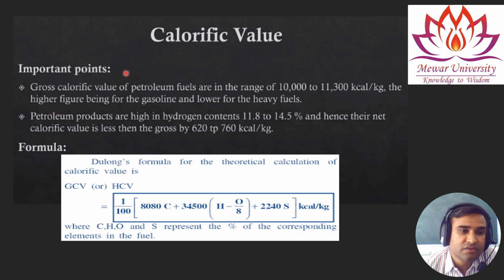So the calorific value you can calculate by using this formula. This is called the Dulong formula for theoretical calculation of calorific value. You can see this formula where C, H, O and S represent the percentage of the corresponding element in the fuel. So this was all the specifications and properties of the petroleum products.